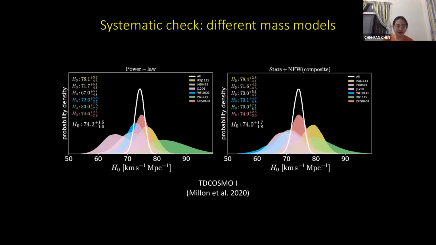We further examine if we have any bias regarding different mass distributions. As I said before, the power-law model and the composite model, which consists of the star and NFW profile, are well supported by observation and theory. In TDCOSMO 1, we see that they both give very consistent H0. On the left-hand side, the power-law model with the 6 lenses, we obtained 74.2, and on the right-hand side, the composite model, we got 74. They really agree with each other. The result can be different, but the excellent agreement indicates that our H0 measurement is very robust against the different mass profiles.